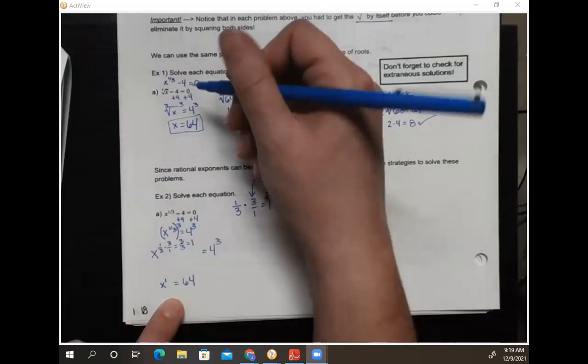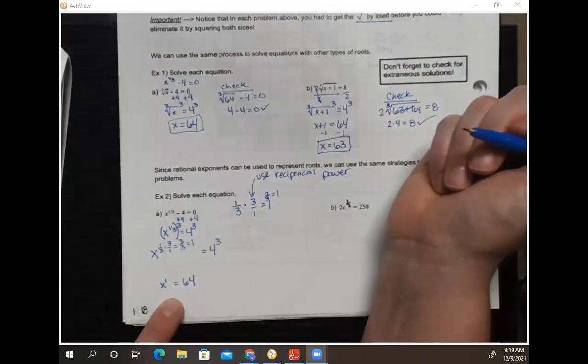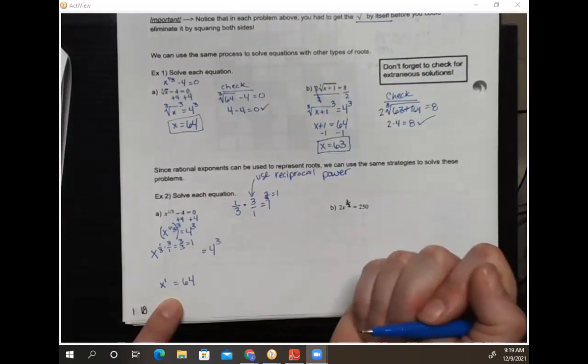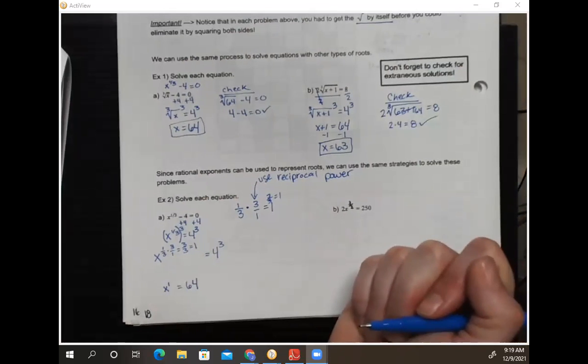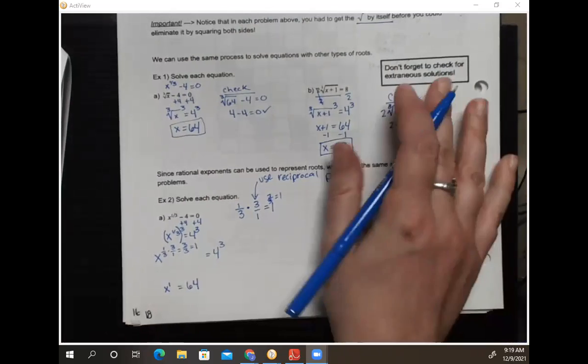I got the same answer that I got from number 1 part A because this is the same problem. I represented that root differently in number 2, but it's the same problem. Okay. Can you just change that problem to that problem and it'd be the same? Yeah, that's what I talked about at the beginning.